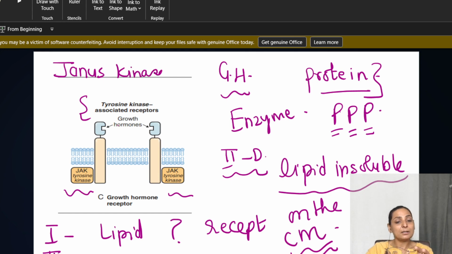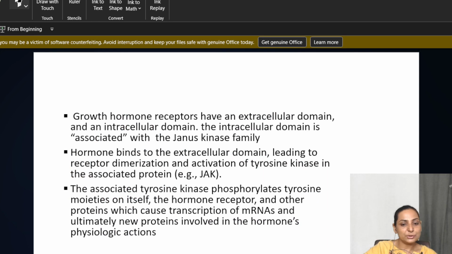So it is using Janus kinase. So it is a family member of this tyrosine kinase associated receptor. So the best answer for growth hormone is JAK, that is the Janus kinase. And if only tyrosine kinase is given to you, nothing related to Janus, it will be more for insulin. So remember that.